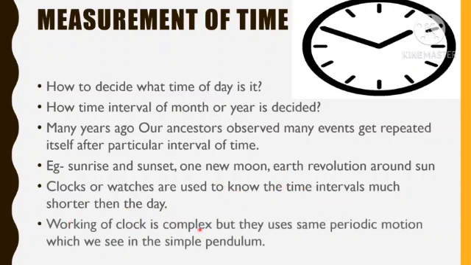The working of a clock is complex, but it uses the same periodic motion which we see in the simple pendulum. You already know about periodic motion. I already told you about this. So the best example of periodic motion is the simple pendulum. All clocks generally use this periodic motion. Now, how does this work? We'll see about it.